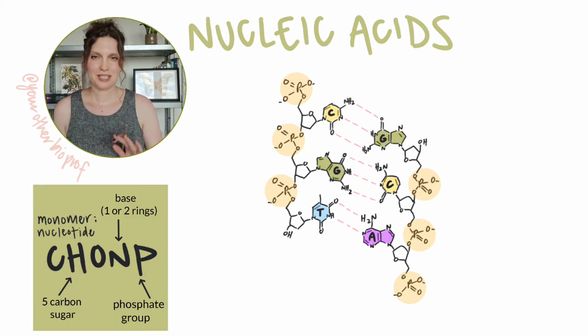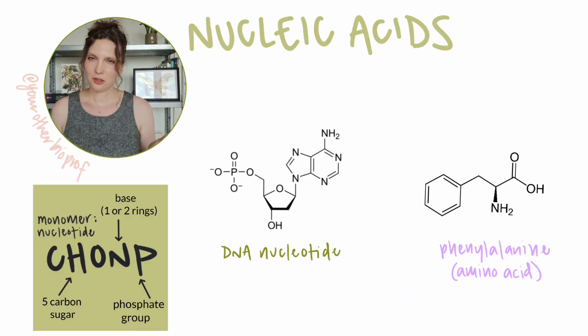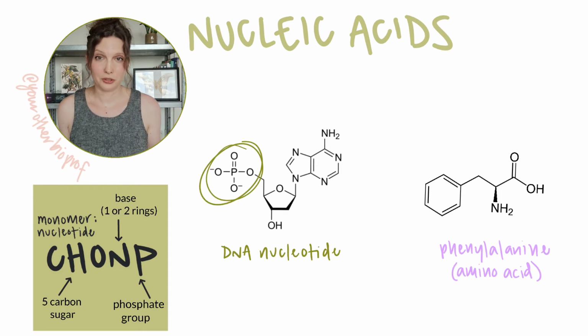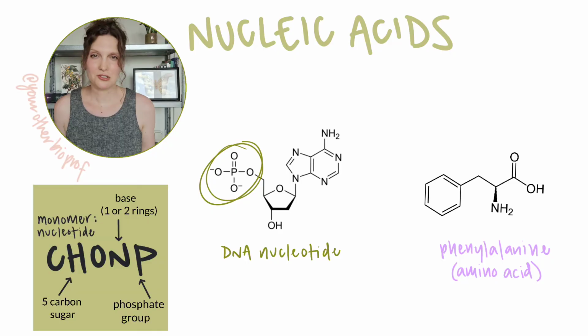Now, since both proteins and nucleic acids contain nitrogen, let's compare amino acids and nucleotides side by side. How could you tell them apart? Well, there's a few different ways. Like that phosphate group is going to be a great clue because amino acids don't naturally contain phosphorus, and amino acids don't contain sugars.